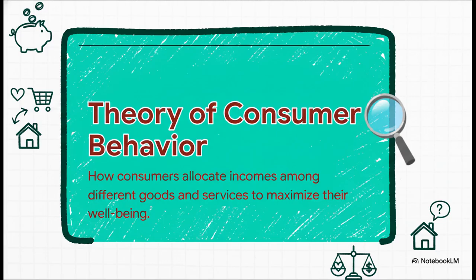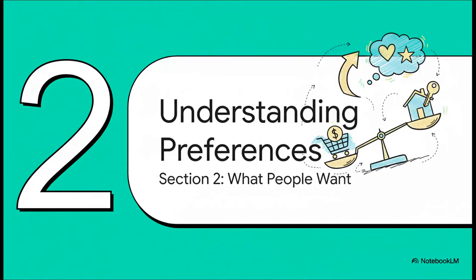How do people with a limited amount of money decide what to buy to make themselves as happy as possible? It's really the engine that drives the whole idea of demand, which is absolutely critical for everything from a business setting its prices to a government trying to design effective policy.